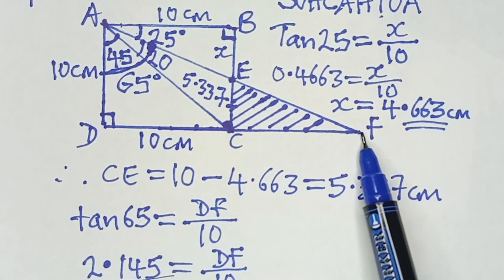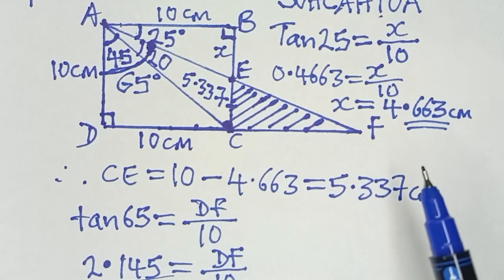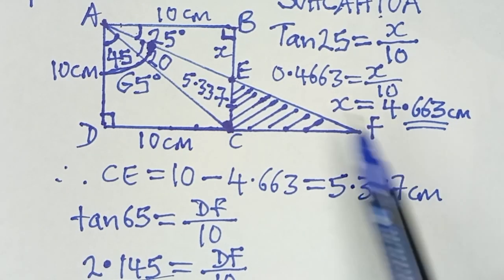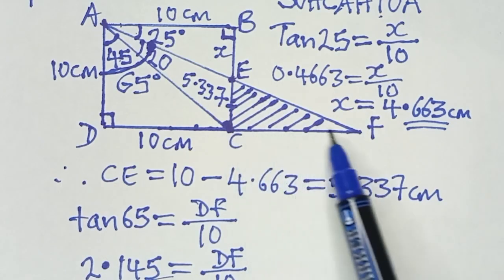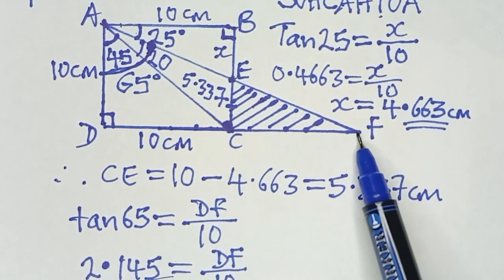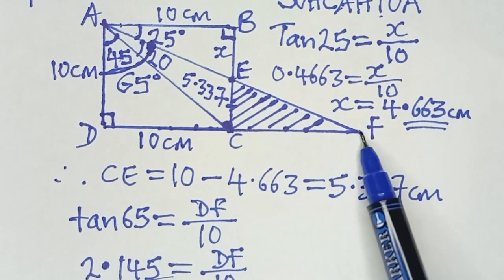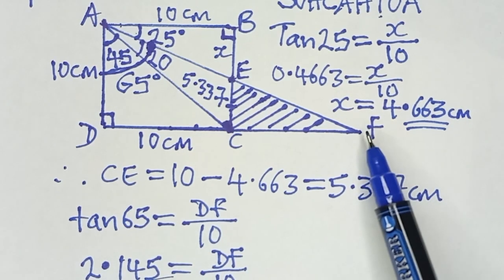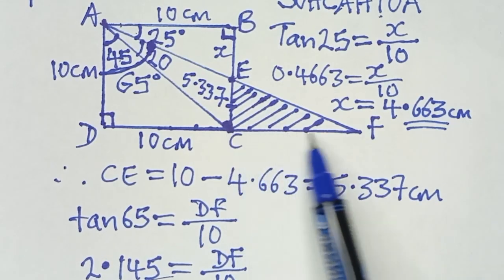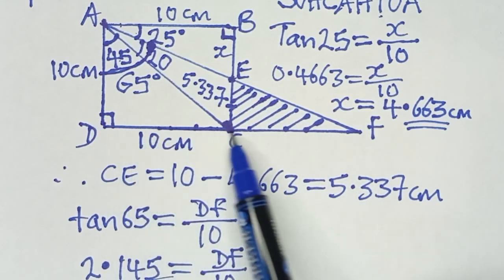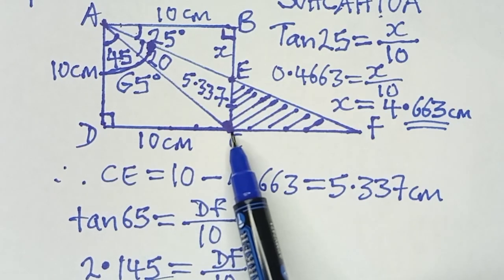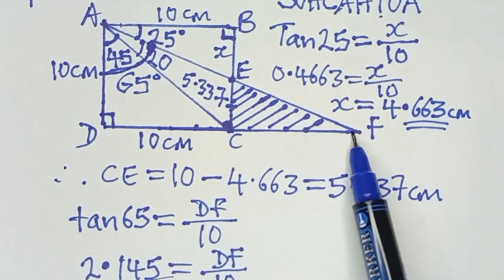DF is 21.45 centimeter. But I actually need CF because this is a triangle. I want to find the area of this triangle, this shaded portion. So I actually need CF. So if DF is 21.45 and DC is 10, to get this remaining side, I'm going to say the whole of the length, which is 21.45, minus this 10 here. That will give me this remaining length.